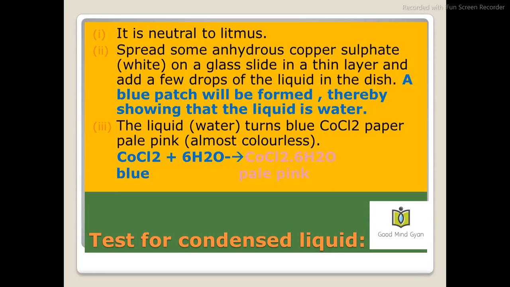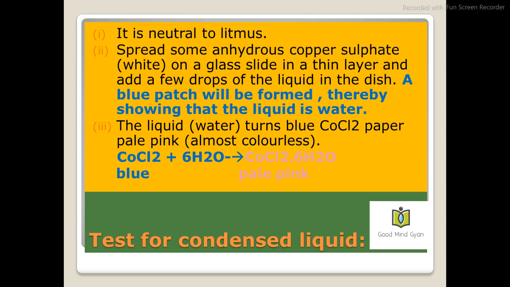Next, there are tests for condensed liquids. What are the tests? First is that it is neutral to litmus. Second is spread some anhydrous copper sulfate. The anhydrous copper sulfate is nothing but the white color substance which is formed. So when you take the white copper sulfate on a glass slide in a thin layer and you add just a few drops of liquid in the dish, you will find a blue patch will be formed, thereby showing that the liquid is water.